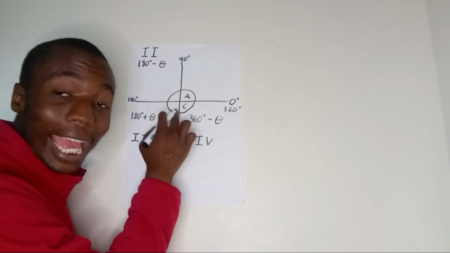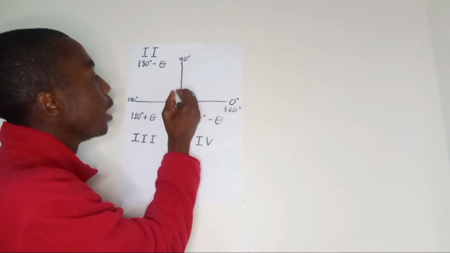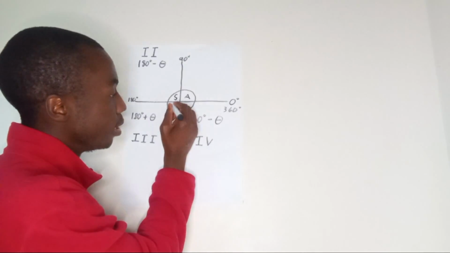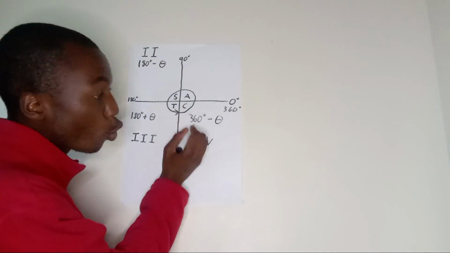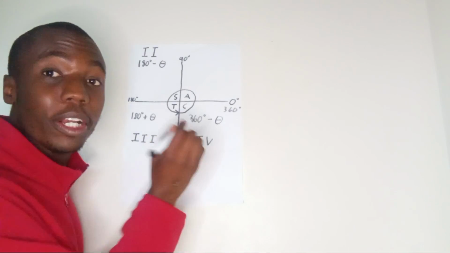Remember, guys, you're going anti-clockwise. This is the C here, the cos. That's for All. That's for S. This is the S. And that's the T. You got it. Cos from the fourth quadrant going anti-clockwise to that quadrant right there. Got it with me? Let me repeat it one more time.